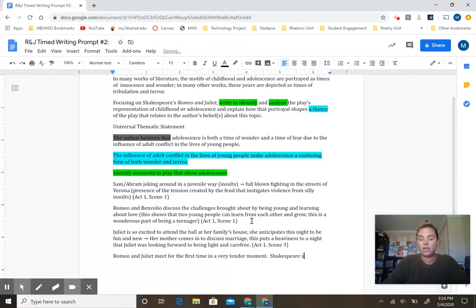Shakespeare represents the wonder of first love with the beautiful sonnet that is created by the exchange between Romeo and Juliet.